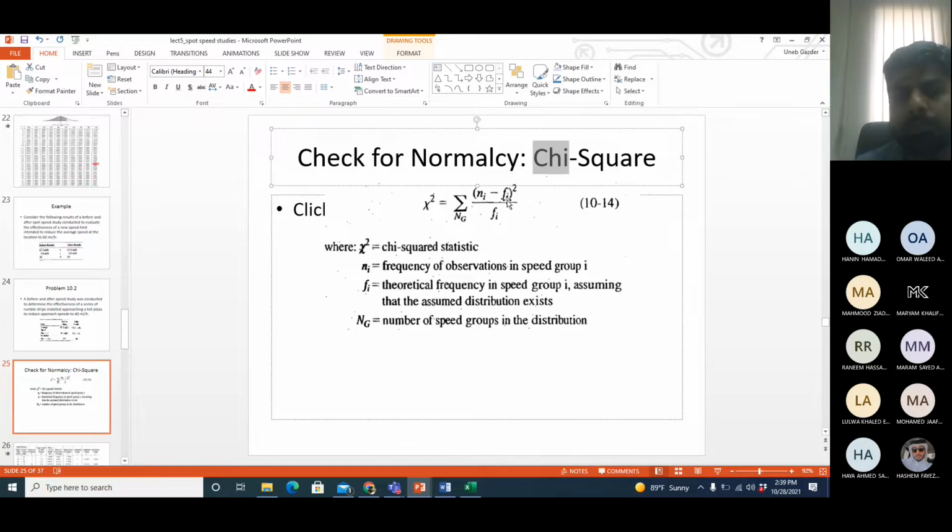Then f is what we call the theoretical frequency. The number of values which should be in a group if the data is following normal distribution. Okay, so this is what we call f. So you will calculate this ratio for each group and then you will add it for all the groups. Summation for all the groups. And in the end, you will have the final chi-square value, the total chi-square value, and I will show you in an example what to do with the chi-square value.